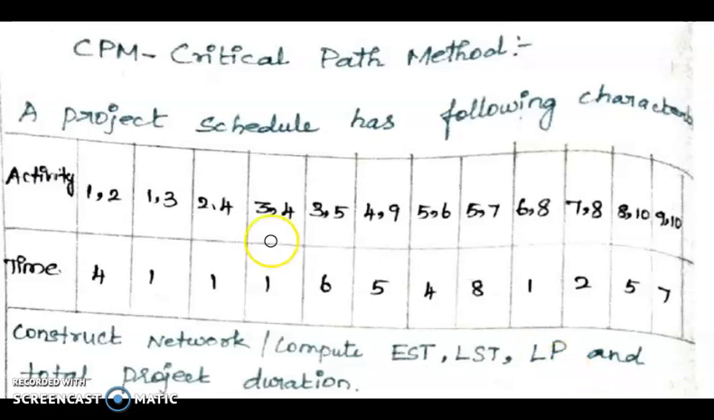Following this prior scheduling, we should construct the network using these activities and times, and we should compute the EST, the earliest starting time of each activity, the latest finishing time of each activity, the longest path, and the total project duration. This is the critical path. We should find out the critical path, CPM, and the total project duration.